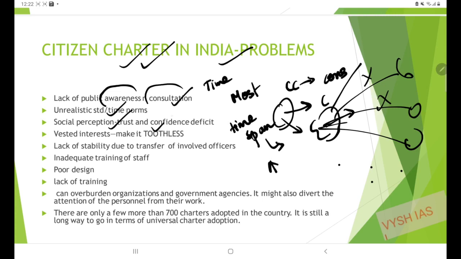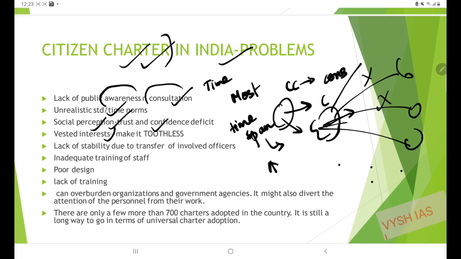So there is this trust and confidence deficit. People will be thinking what this citizen charter is, what is the use of this, this is anyway not going to help us, we have lived like this only for past years. So this social perception and the lack of trust and confidence in such initiatives is one problem, because transparency is very less in India. So people will be thinking, how can such an initiative change the social conditions?